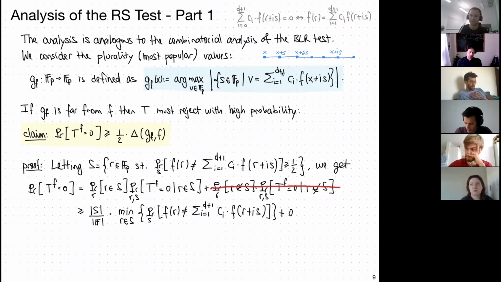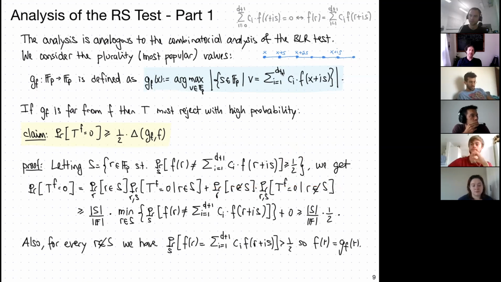And what is the probability that we will get disagreement, assuming that we're in S? So if we are an element of S, what is the probability that a random vote would disagree with the actual value? Half. Exactly, because this is how we chose the set S. We designed it exactly for that reason. So we just get this quantity.